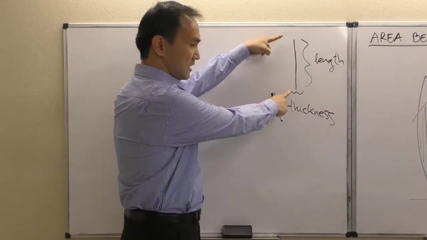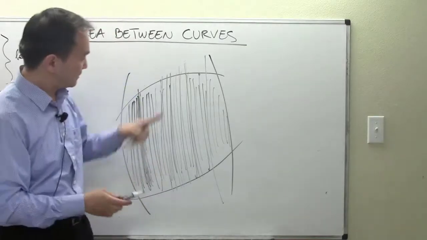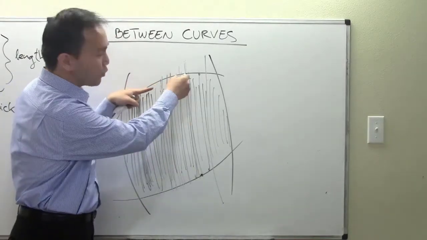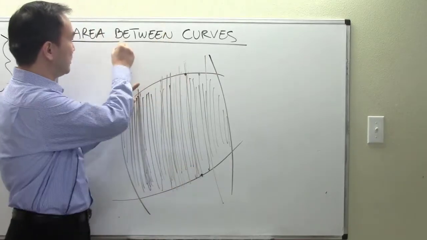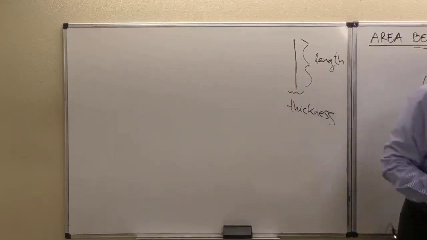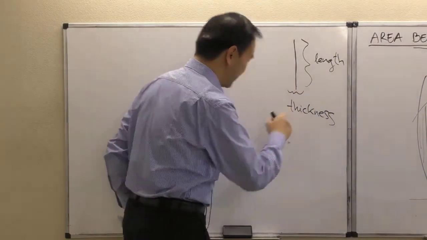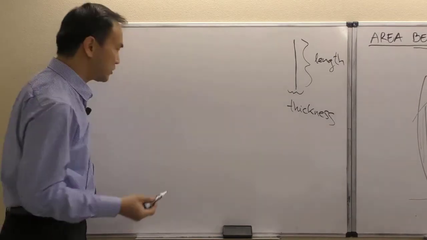So the length is restricted by where we are between the curves. And that's the whole idea here. We're looking at between the curves like that. Okay? And so now we have the length of any stripe and we have the thickness. So that's one fundamental over here.